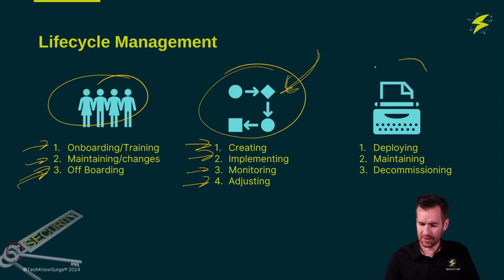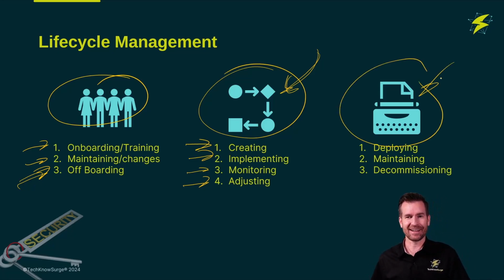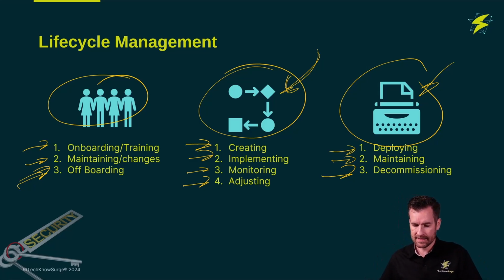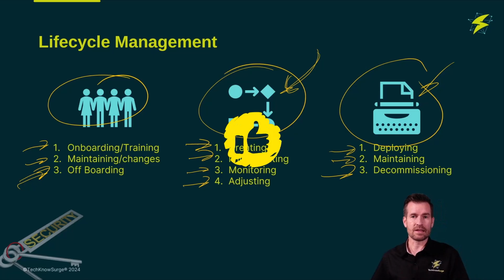And then same thing with your technology. I've got a typewriter here. Technology goes bad after a while. So you're going to have to deploy new technology. Once it's up and running, you're going to have to maintain that. And then when it's ready to get rid of it, you're going to have to decommission it. You wouldn't want to decommission your servers without wiping those drives first. So that's an example of the decommission process. So we just need to think about these life cycles, and we're going to manage those life cycles in each one of these areas.